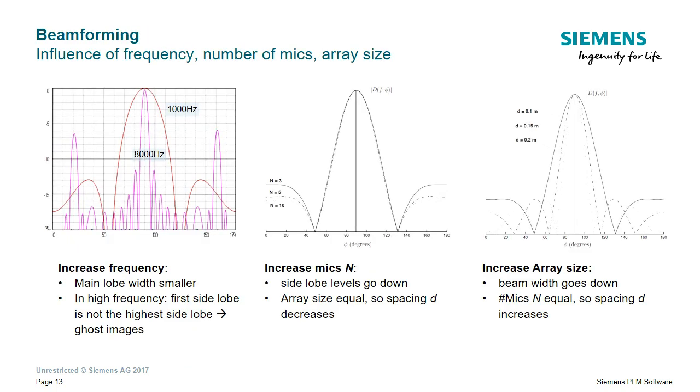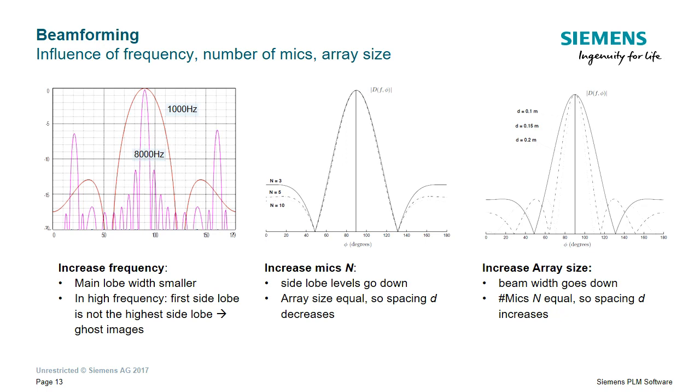Beamforming can be summarized as follows in terms of its influence on frequency, number of microphones, and array size. On the left, we see that when we increase the frequency, our main lobe gets smaller, so we get a better localization of the source itself. A side effect, however, is that at high frequency, our first side lobes are not the highest side lobes anymore, and we start seeing ghost images appear at some distance away from the source, which reduce our dynamic range.